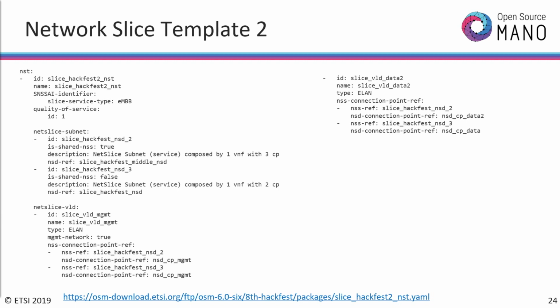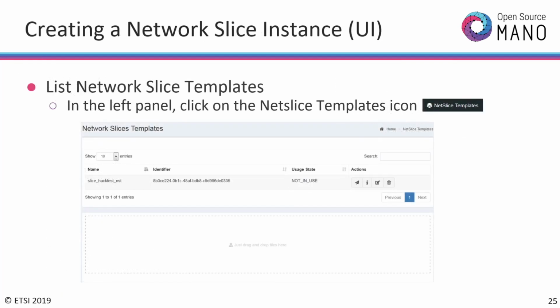This is the new network slice template 2. As you can see in the slide, there are two network slice subnets. One is shared, and the second one is shared false. And they have two netslice VLDs, one for management and one for data. Let's try now to create the network slice template in OSM using the user interface.